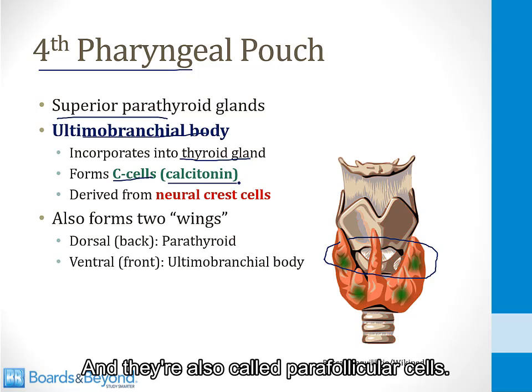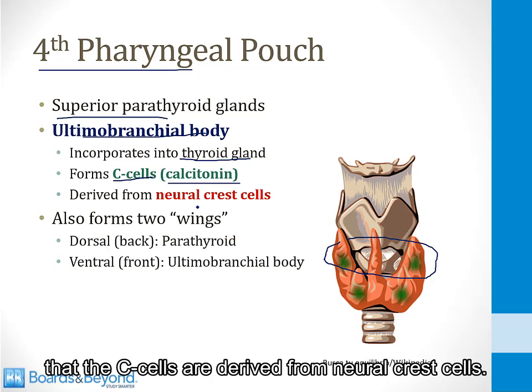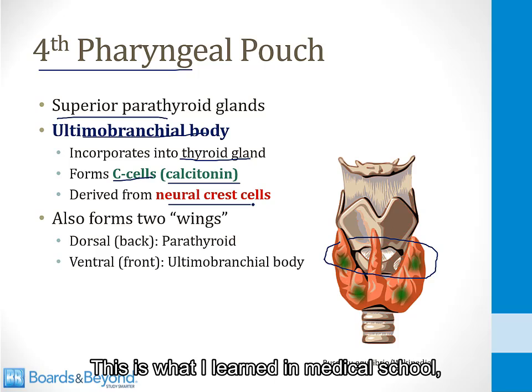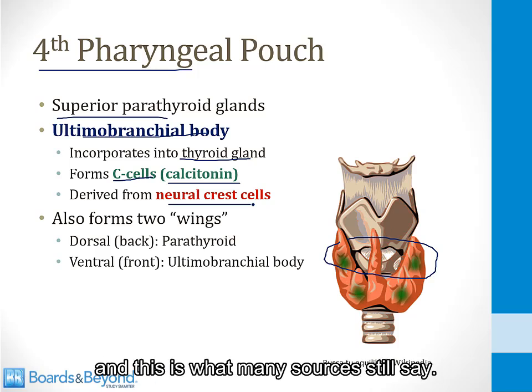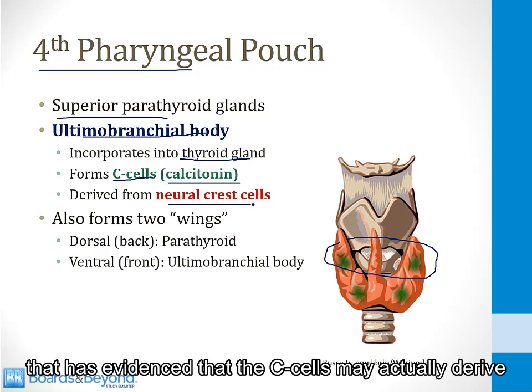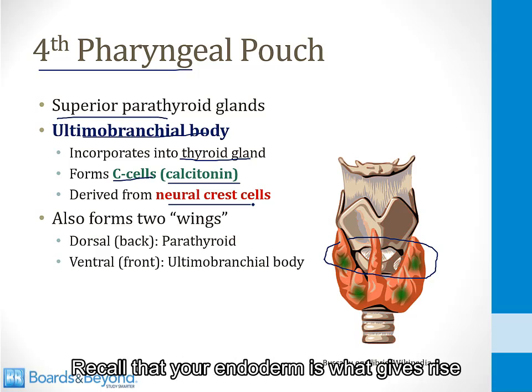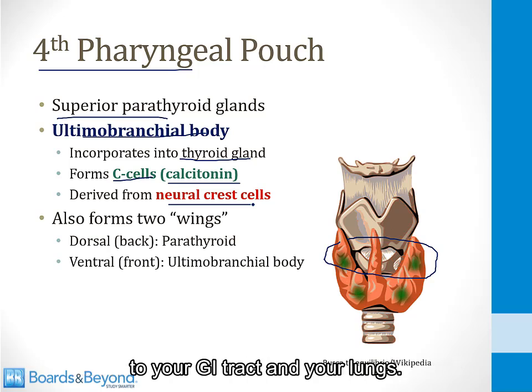They're also called parafollicular cells. Now, for years, it has been taught that the C cells are derived from neural crest cells. This is what I learned in medical school, and this is what many sources still say. There's one recent paper that came out about 2017 that has evidence that the C cells may actually derive from the endoderm. Recall that your endoderm is what gives rise to your GI tract and your lungs.